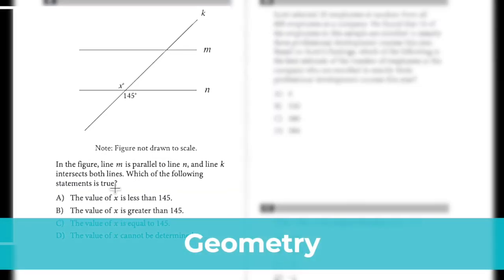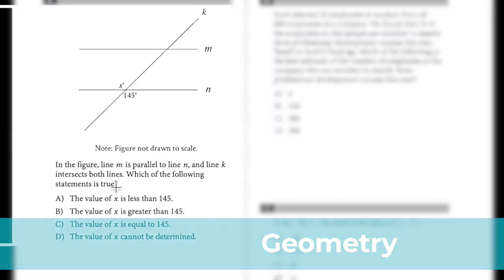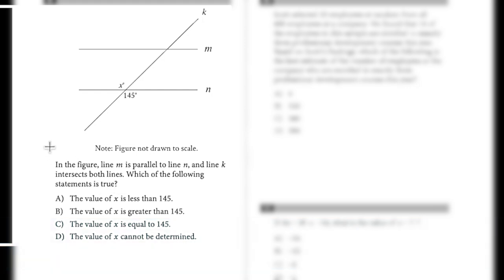What statement is true? Now, even here, I'm skipping to the main question because basically the first part, whenever you have one of these types of diagrams, is just saying it is what it looks like. So we can tell that these are parallel. It's just letting us know that these are parallel. And we can tell that this is intersecting both lines, but it's telling us that. So normally I'll skip that.